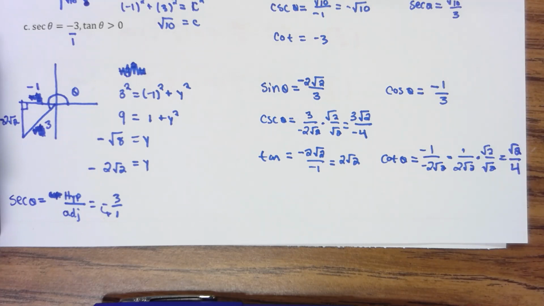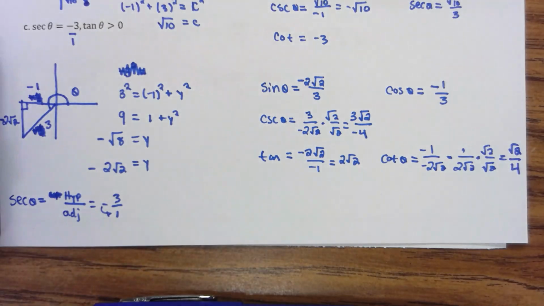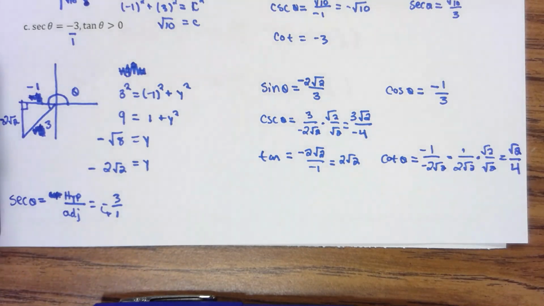But now with cosecant, when I take the hypotenuse of 3 divided by the opposite side of -2√2, I need to get rid of that square root in the denominator by multiplying by √2 over √2. So it's 3√2 over -4 after simplifying. Tangent, I know it needs to be positive because we're in quadrant 3, so that's just 2√2. And then cotangent, after simplifying, you get √2 over 4.